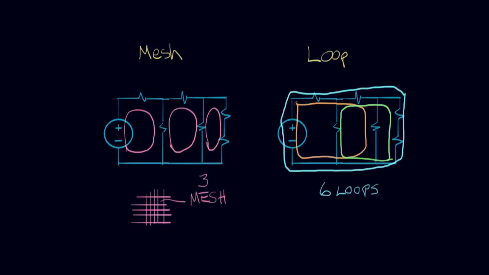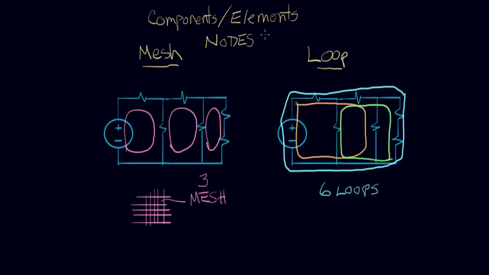All right, so that does it for this video. We got mesh and loop. We talked about components and elements. And we finished up with the idea also of nodes and branches. So that'll do it. There's our new vocabulary for talking about circuits.